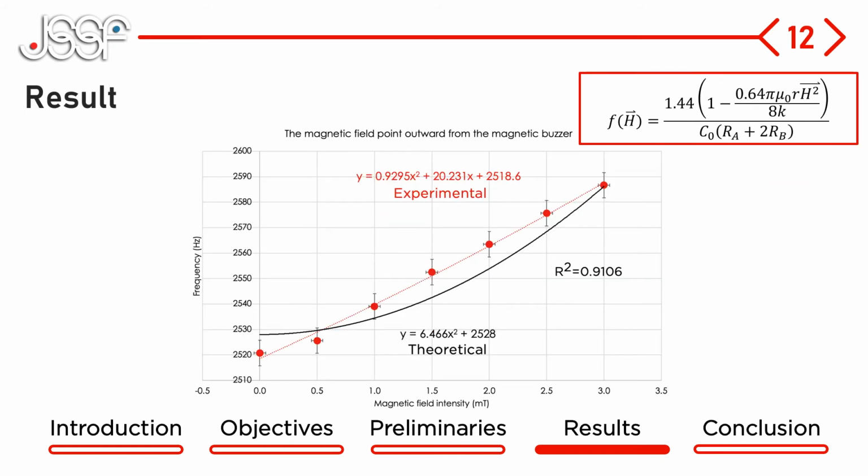This is another case, in which the magnetic field points outward from the active magnetic buzzer. This graph seems to be linear, since the three-way Helmholtz coil has a limitation that it can produce a maximum magnetic field intensity of only 3.2 millitesla. For that reason, we could not experiment with higher magnetic field intensity. Therefore, we expect to see a quadratic graph of the result with stronger magnetic field intensity and more experimental data.